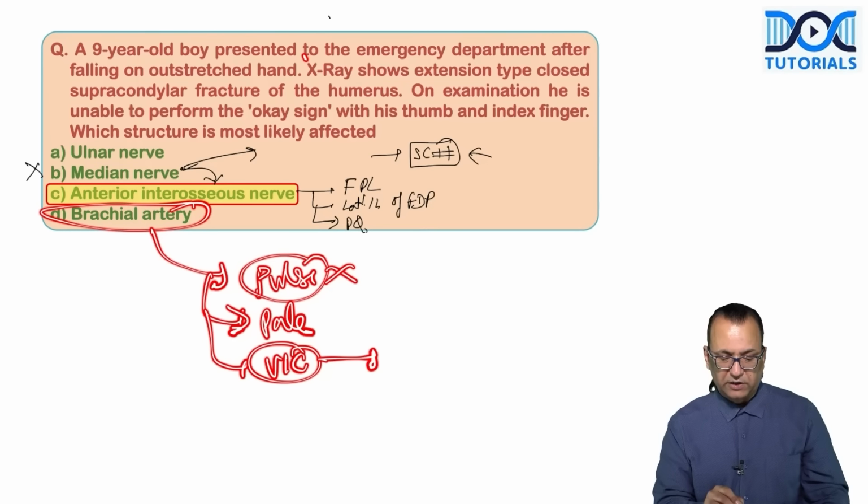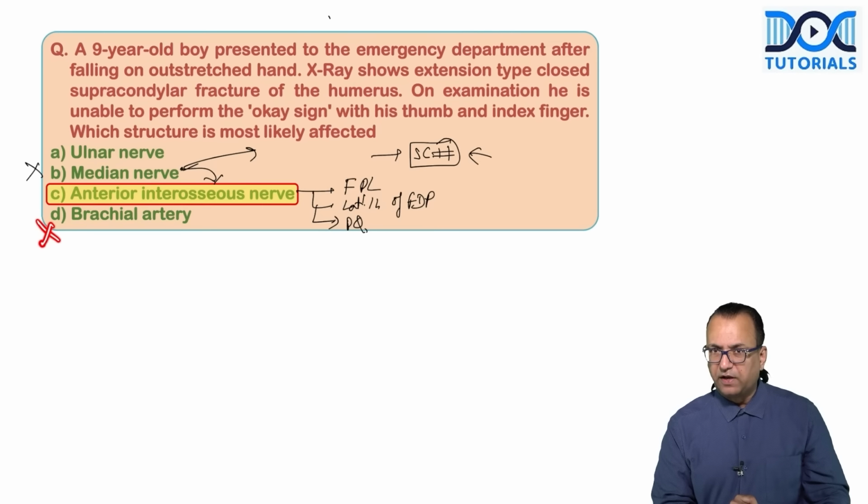This patient has just come to the emergency department. Volkmann's ischemic contracture doesn't set in so fast. So cannot take the answer as brachial artery. The best possible answer is choice number C.